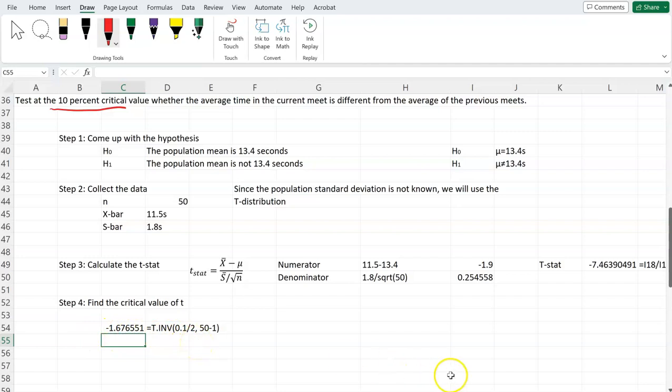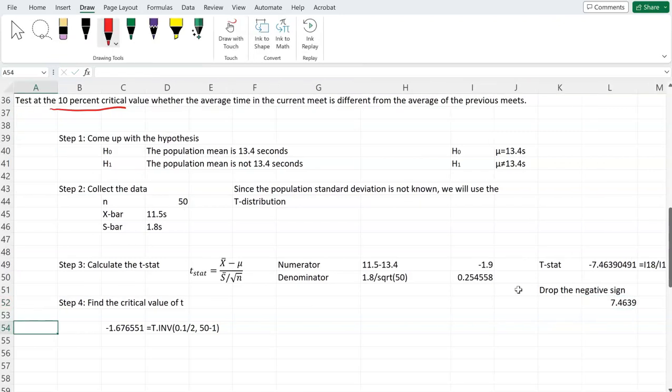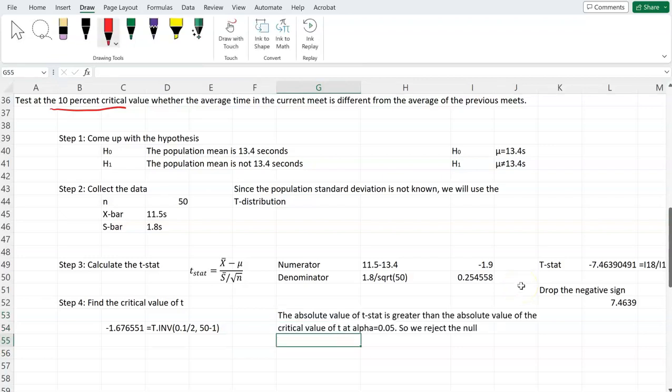In our case, we see that our t-stat is a much higher number. We find that our t-stat is negative 7.46. If I drop the negative sign and just take the absolute value, it becomes 7.46339. So again, I will compare it with my critical value of t, and the interpretation is the same. We can now write that the absolute value of the t-stat is greater than the absolute value of the critical value of t when alpha is 0.05, and so we reject the null.